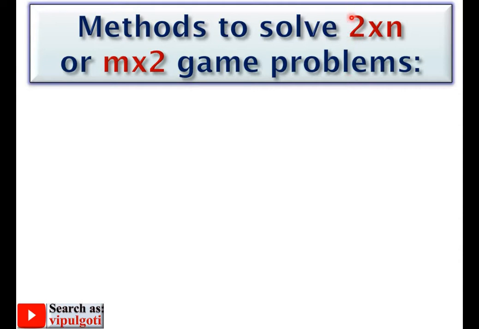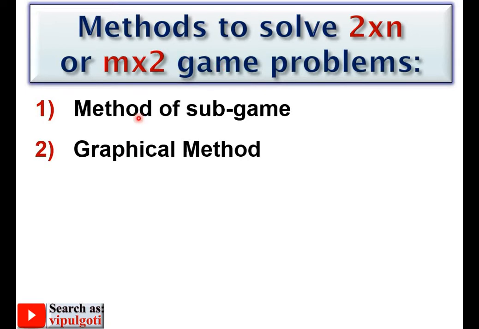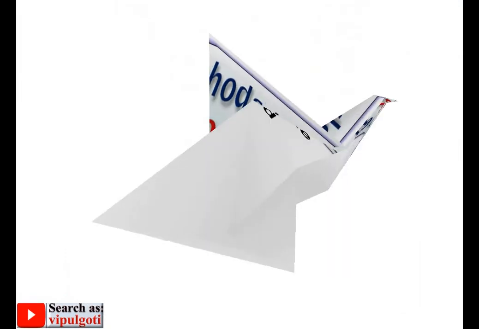2 by n means one player has two strategies and another player has more than two strategies. Similarly you can understand m by 2. So basically there are two methods for a 2 by n or m by 2 matrix: the method of subgame and the graphical method. In an earlier video we have seen the method of subgame. So today we are going to discuss the graphical method.